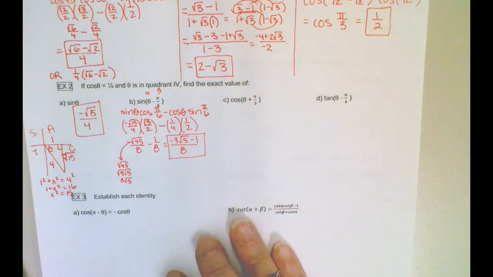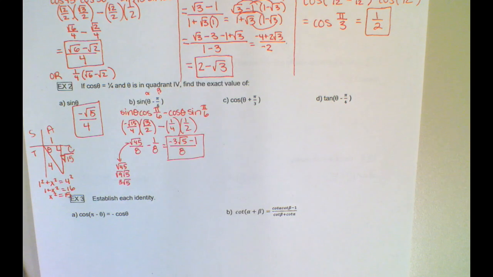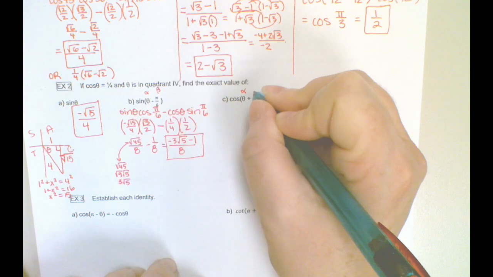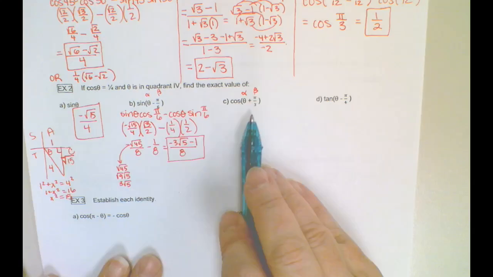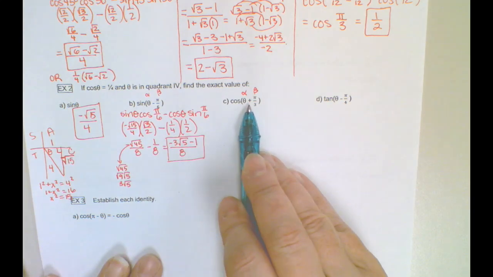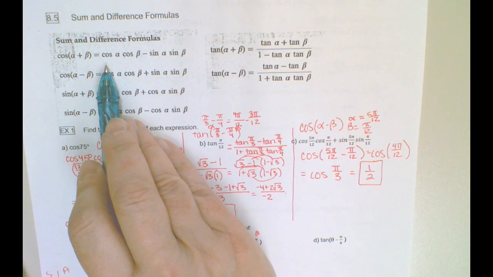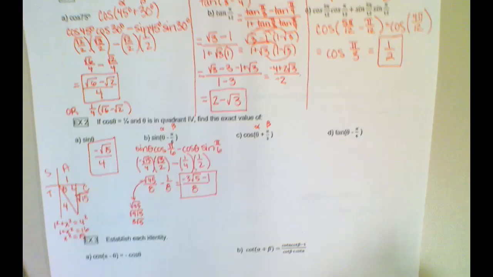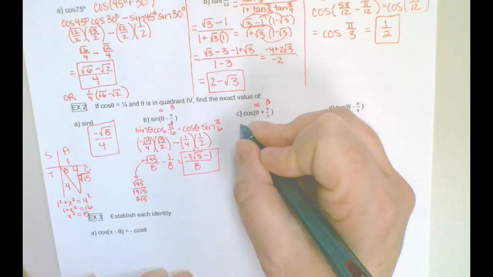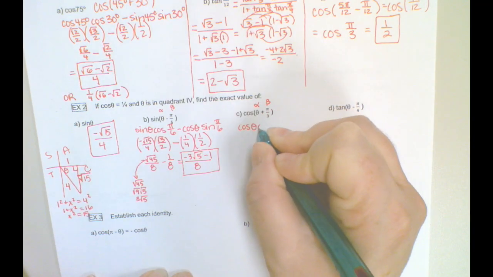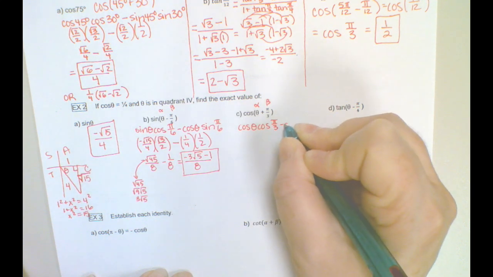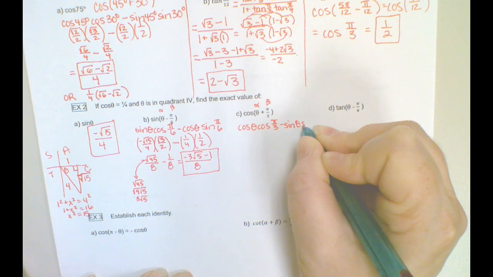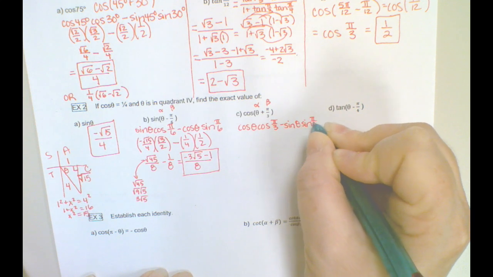All right, for C, cosine theta plus pi over 3. So same idea. I got my alpha, I've got my beta, and I need to use one of the identities, in this case the cosine sum. So cosine sum is cosine cosine minus sine sine. So cosine theta cosine pi over 3 minus sine theta sine pi over 3.